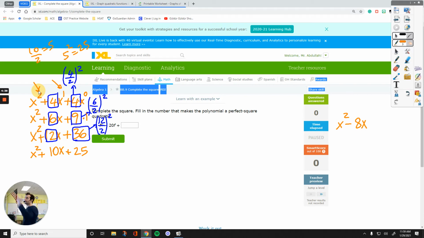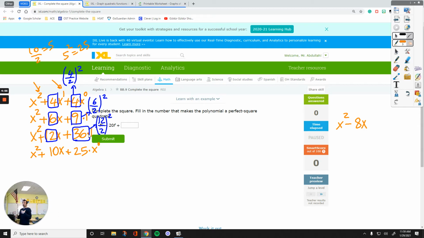So either one of these is right. You can put times 1 or times x to the 0 or nothing at all, because they are not going to change the value of those numbers in the end. So now let's get back to this example over here.